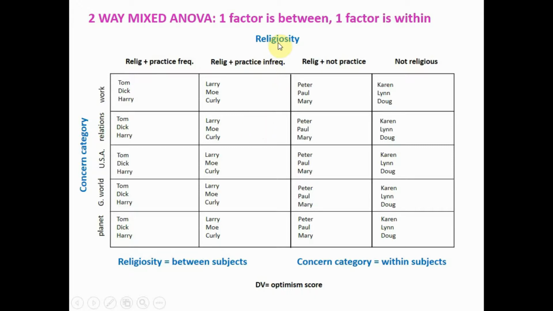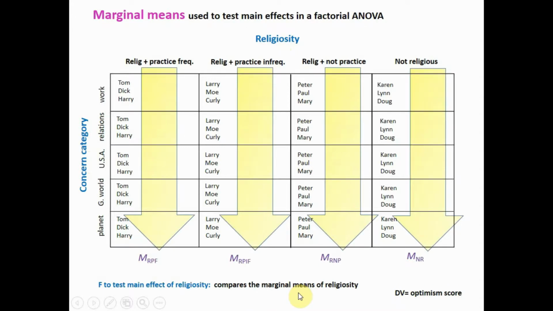Just remember that we have three basic questions. Is there an effect of religiosity all by itself? Is there an effect of concern category all by itself? And is there a combined effect of religiosity and concern category on optimism? Now, these arrows popped up because I'm going to use them to show you how we're going to test the effect of religiosity on optimism.